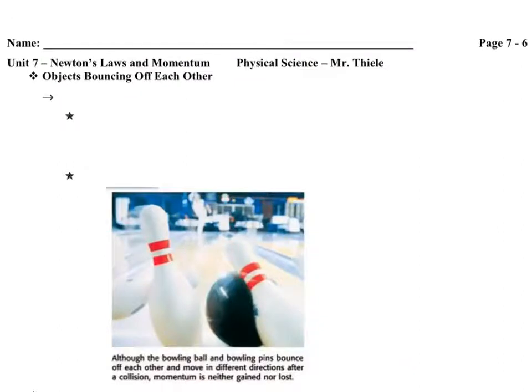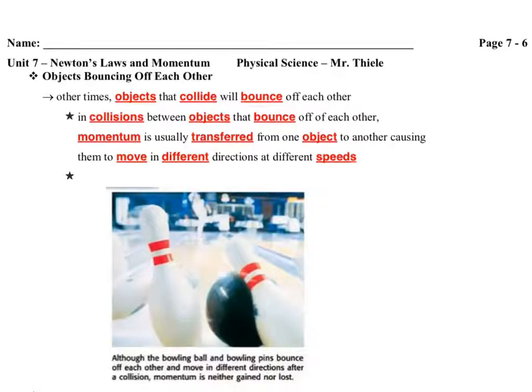Okay, the other situation that can happen with colliding objects is that they just simply bounce off of each other. Now, when this occurs, what happens in collisions between objects that bounce? What happens to momentum? The answer is that momentum is usually transferred from one object to another, which causes them to move in different directions at different speeds.